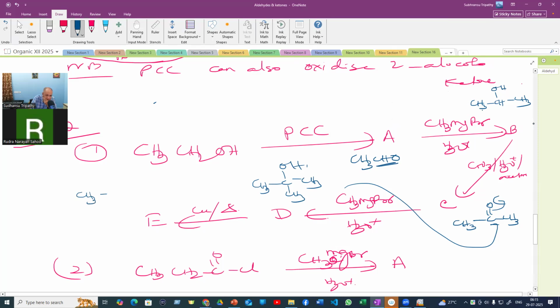Elimination of the tertiary alcohol gives an alkene. Yes, sir. So it produces the same; dehydration will happen, not dehydrogenation, dehydration will happen. Understood? Yes, sir.